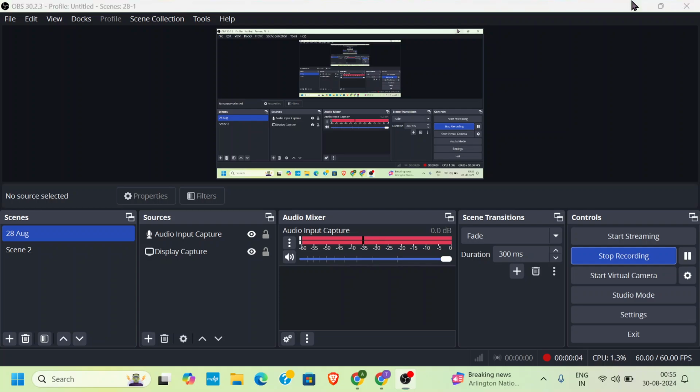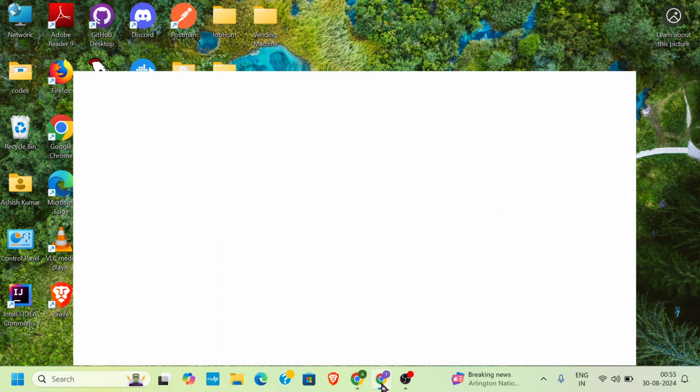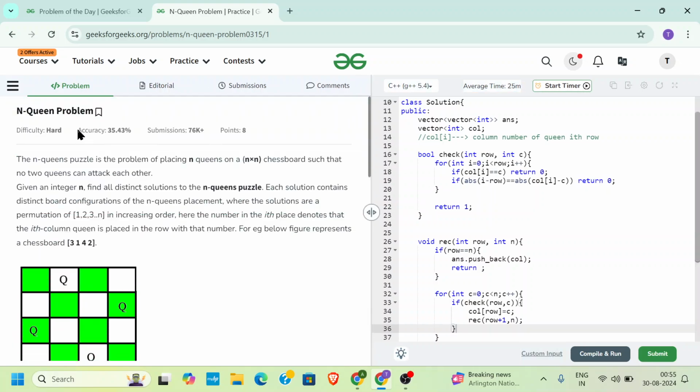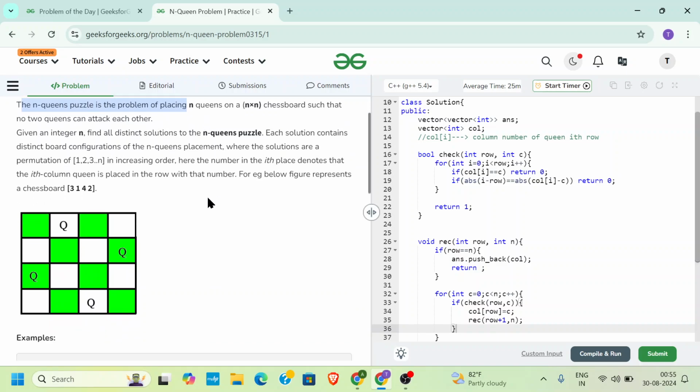Let's solve today's POTD. Okay, so first, what is the question? This is the N-Queens puzzle. We have to place N queens on the N×N chessboard, with the condition that no two queens attack each other.